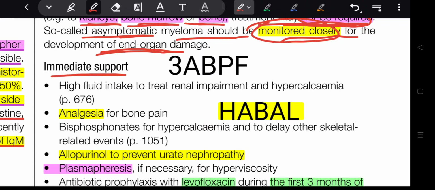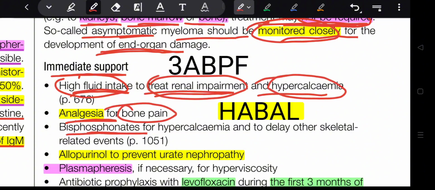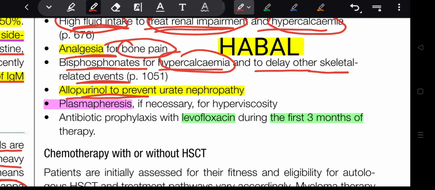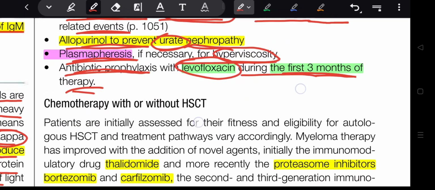Immediate support: high fluid intake to treat renal impairment and hypercalcemia. Analgesia for bone pain. Bisphosphonate for hypercalcemia and to delay other skeletal-related events. Allopurinol to prevent urate nephropathy. Plasmapheresis if necessary for hyperviscosity. Antibiotic prophylaxis during the first 3 months of therapy.